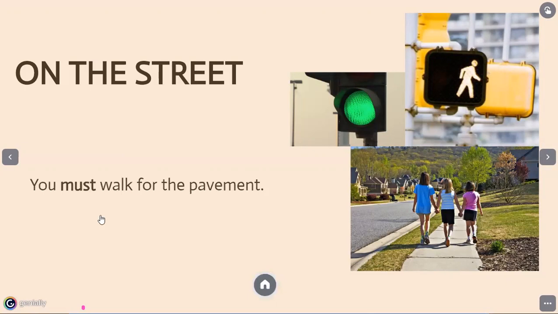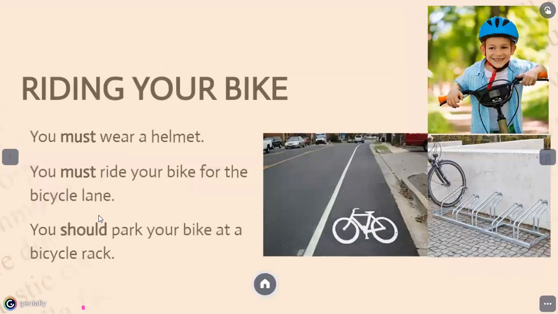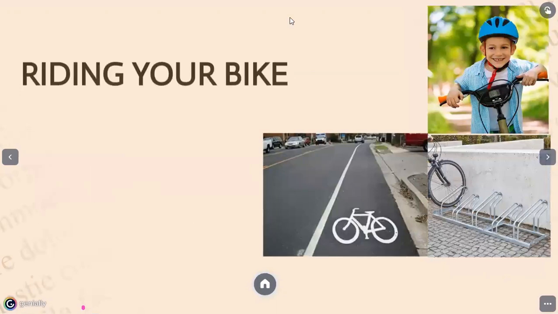Okay, good. Tell me rules about when you are riding your bicycle, your bike. Let's see. Daniel, please tell me one rule. You need to go with, in the bike street. In the bicycle, what is this? It's in your vocabulary, Daniel. In the bicycle? Lane, okay? You need to go for the bicycle lane. Now the special part, only for bicycles, good.